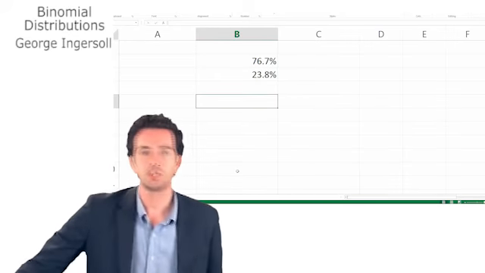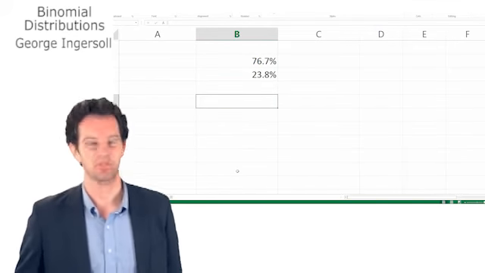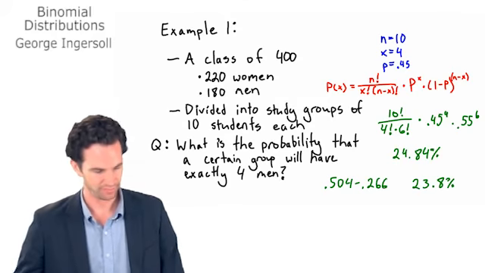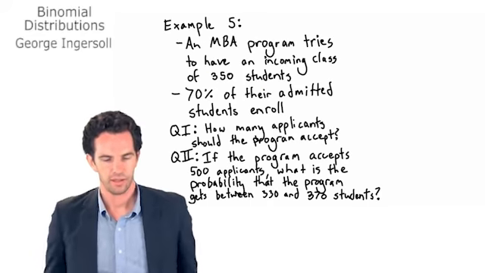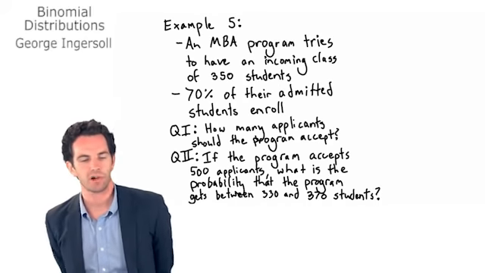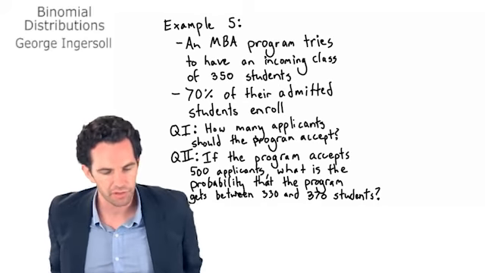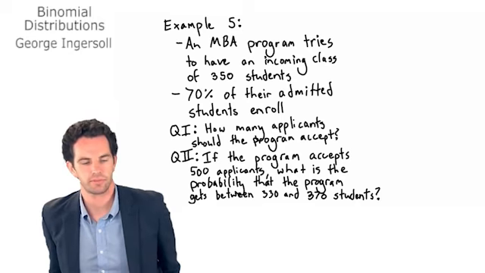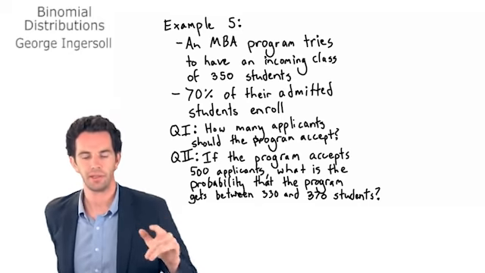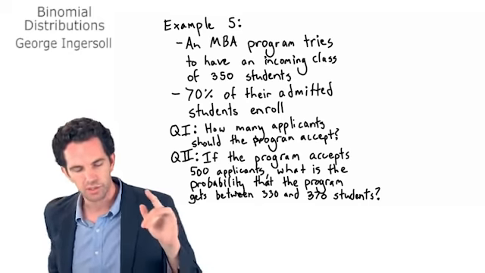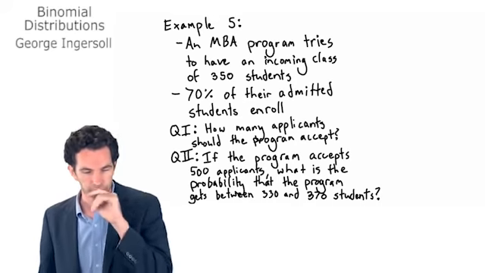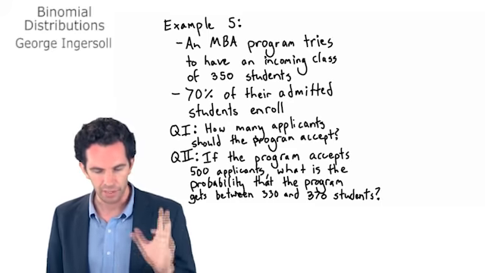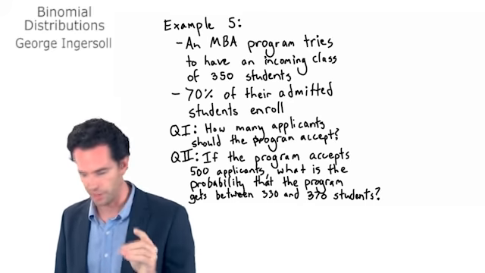All right, let's do one final example that we haven't seen yet. Example number 5. An MBA program tries to have an incoming class. They're shooting for an incoming class of 350 students. And they know, historically, that 70% of their admitted students will enroll. So they admit somebody, there's a 70% chance they're going to enroll. Question number 1. How many applicants should the program accept?